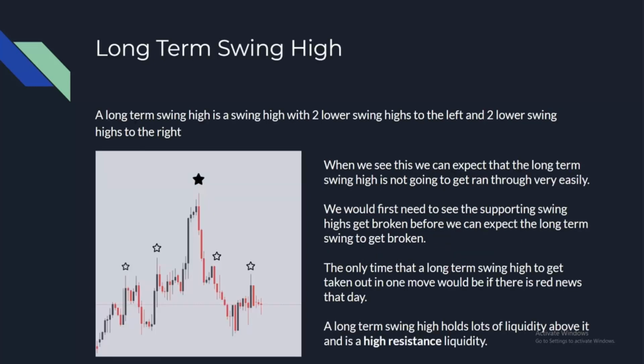And then we have the long-term swing highs. A long-term swing high is a swing high with 2 lower swing highs to the left and 2 lower swing highs to the right. So this right here, the star in black, would be considered our long-term swing high. As you can see, to the left of it, it's a lower swing high. So look, candle number 1, 2, 3. These are the 3 candles of our formation, and in the middle, the high is the highest. So that makes it a swing high. And same over here, candle number 1, 2, 3. The one in the middle is the highest, so that's why it's a swing high.